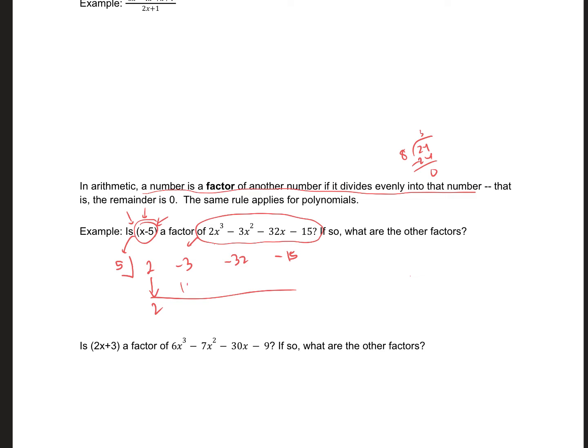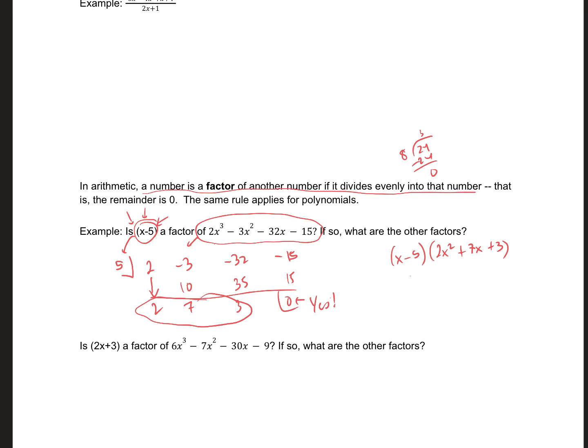So let's see, 5 times 2 is 10. Negative 3 plus 10 is 7. 5 times 7 is 35. Negative 32 plus 35 is 3. 5 times 3 is 15. Negative 15 plus 15 is 0. So this is yes. It is a factor. In fact, since x minus 5 went evenly into that, it's one of the factors of this cubic, and the other factors are contained in the quotient that I got, which is 2x squared plus 7x plus 3.